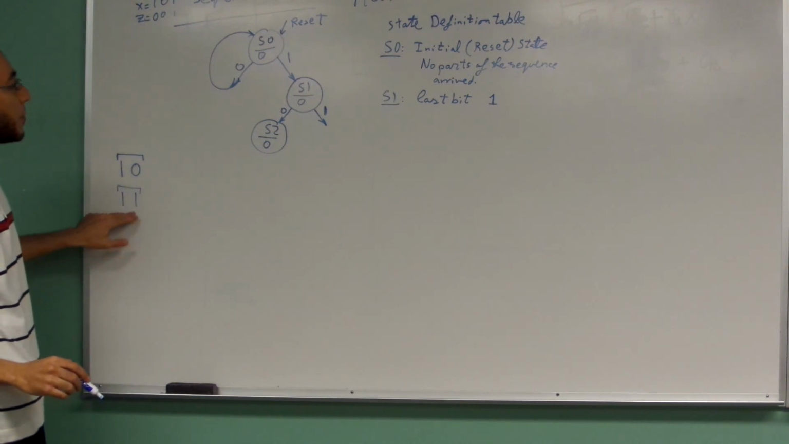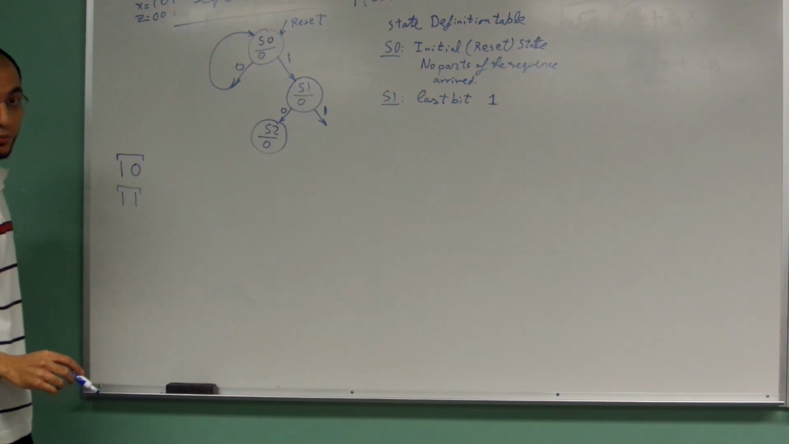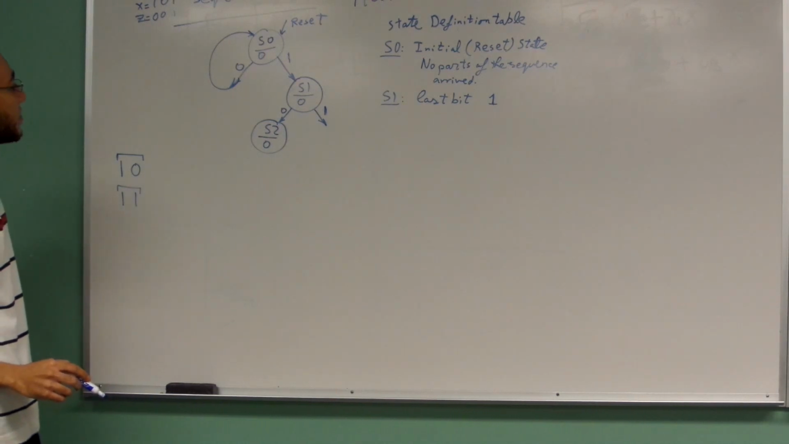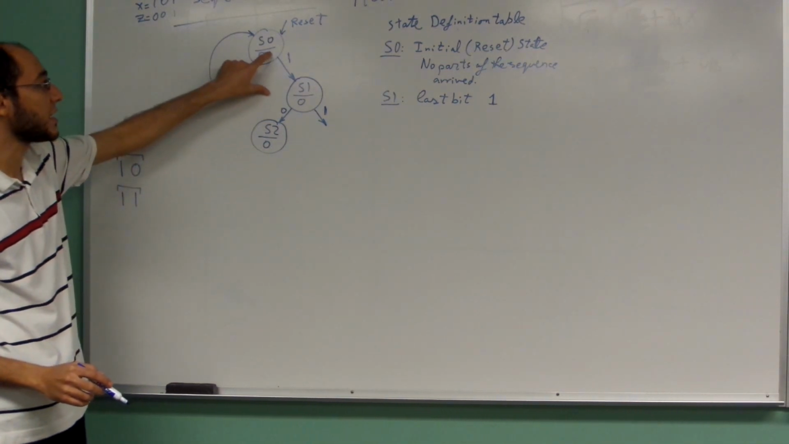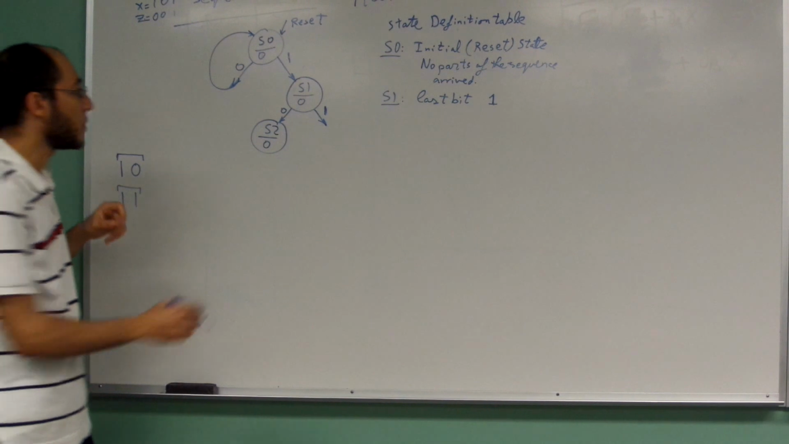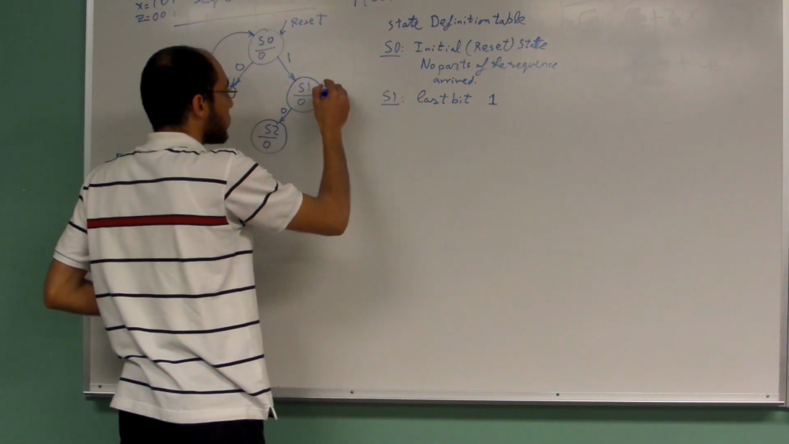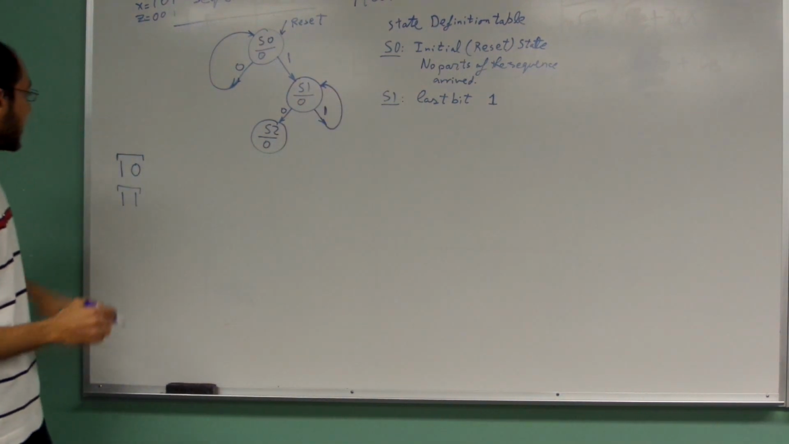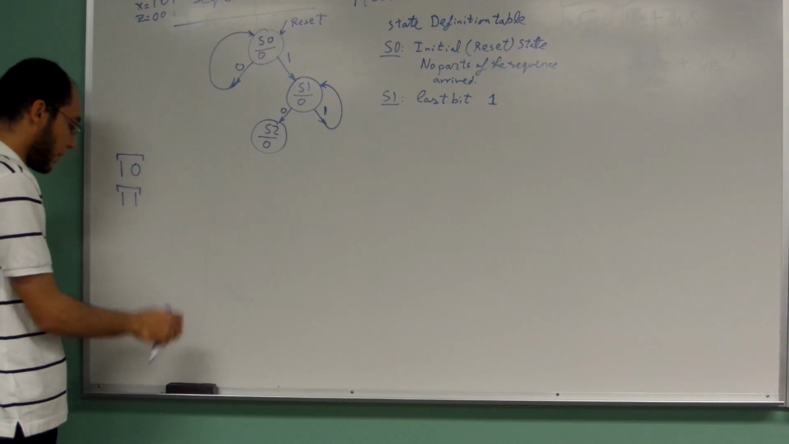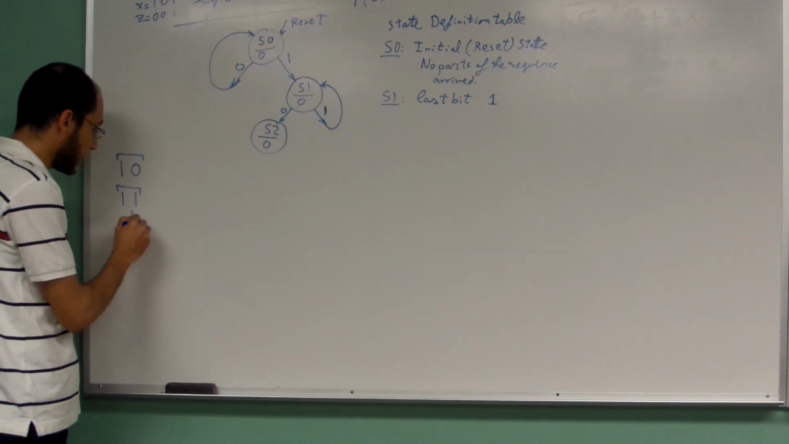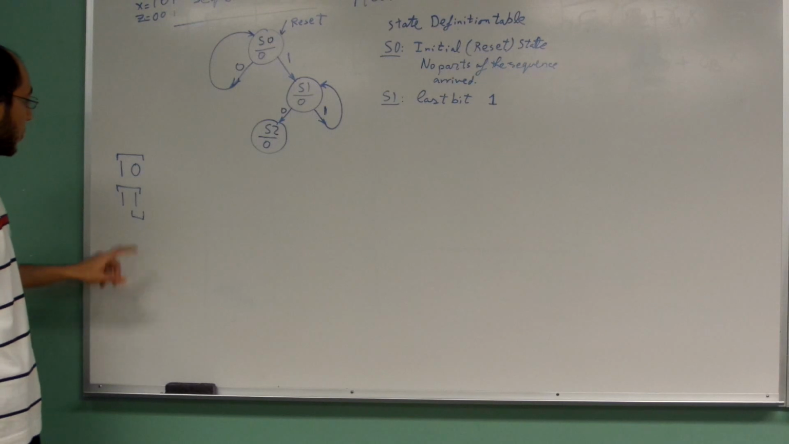This sequence does not represent a part of the sequence that I'm looking for. Okay? So, does this mean that we need to go back to the reset state or not? Actually, we do not. We need to go back to this state S1. Why? Because yes, this is not a part of the sequence. However, the last bit is a part of the sequence, which is the 1.